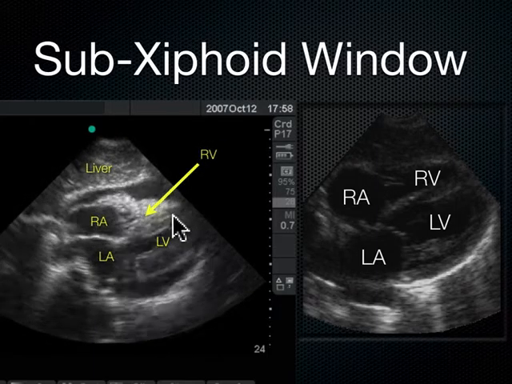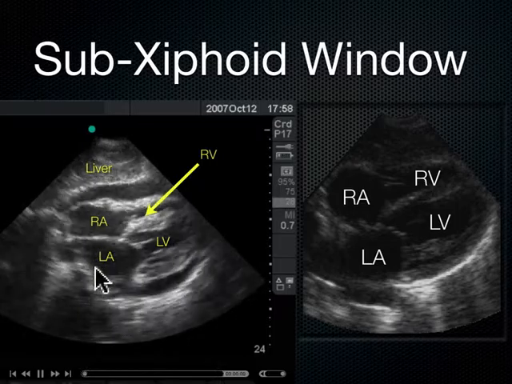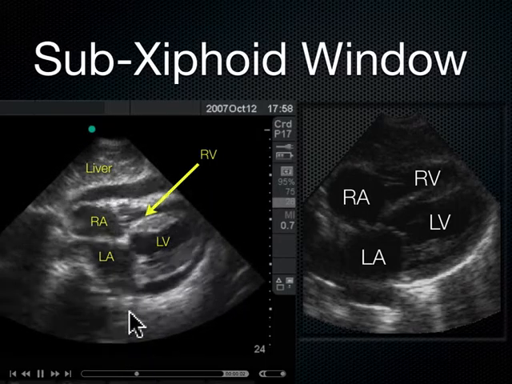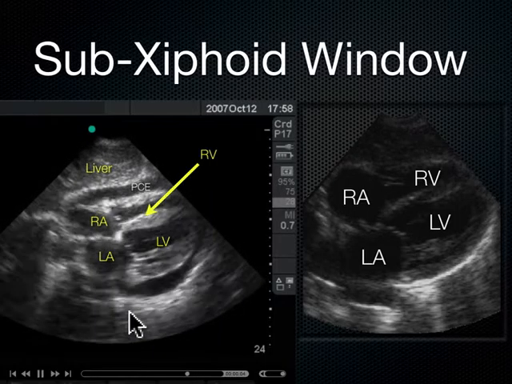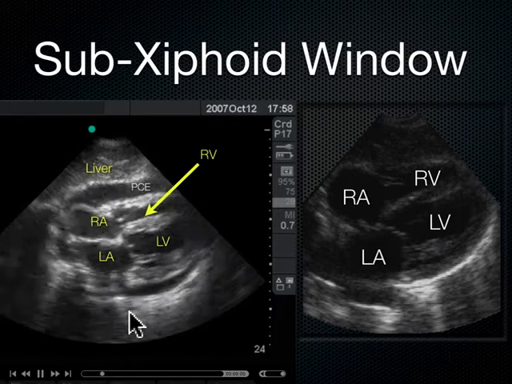We can make out here the right ventricle, the left ventricle, the right atrium, the left atrium. Here's the liver, and this whole thing around here is a large pericardial effusion. And that's the main stuff we're looking for.